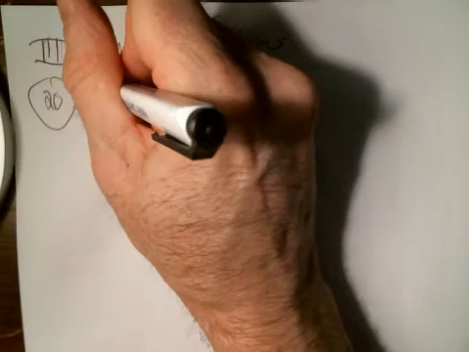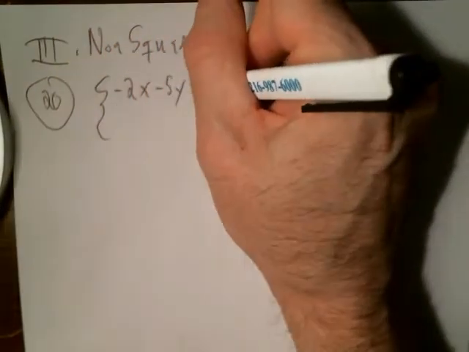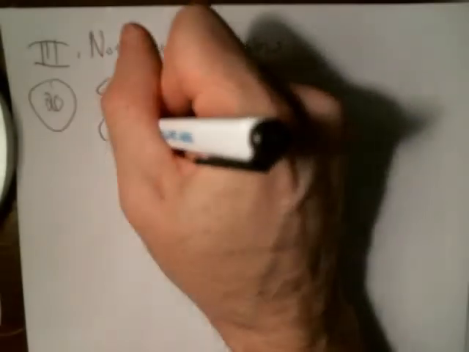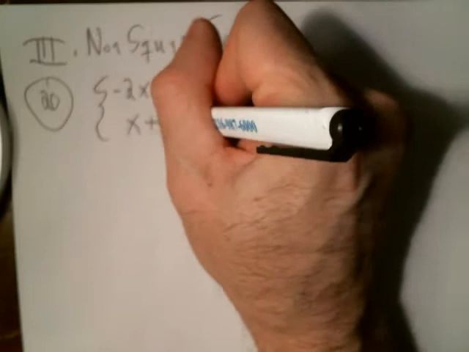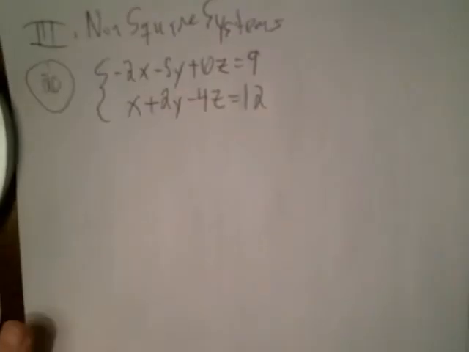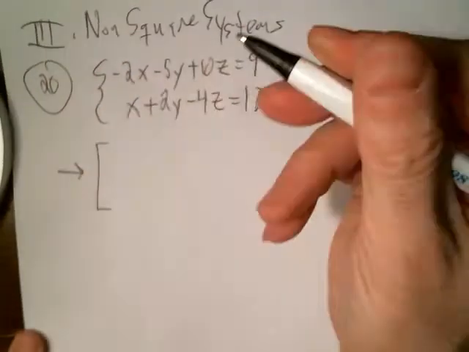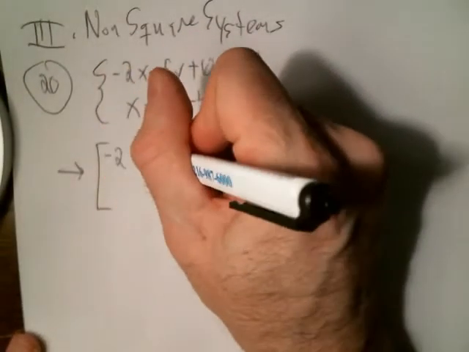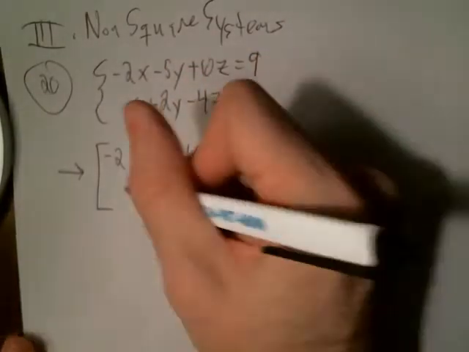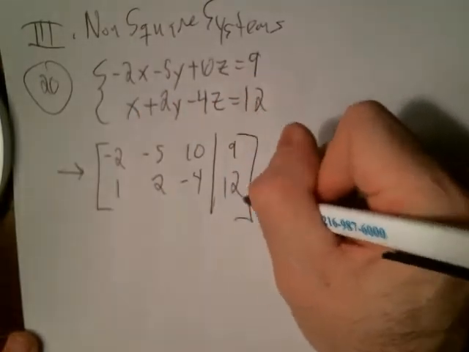Problem 20, we have the system negative 2x minus 5y plus 10z is 9, and then x plus 2y minus 4z is 12. Okay, so first thing we want to do is transfer it into a matrix. So I have negative 2, negative 5, 10, 9, and then 1, 2, negative 4, and 12.